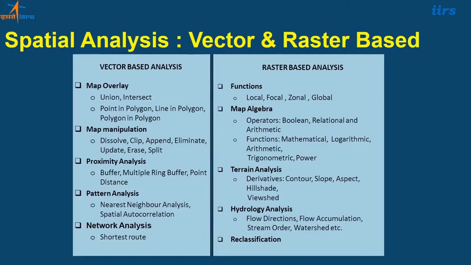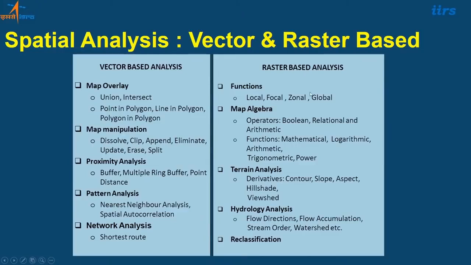What we can do is create a buffer around the river. This buffer data set will act as a proximity data set for me, as a distance from the river. I can have multiple rings also, like features at a distance of 10 meters, 50 meters, 100 meters. So I can have multiple rings also. Similarly, pattern analysis, nearest neighbor analysis, spatial autocorrelation, and we have network analysis called shortest route. These all will be covered, or you should attempt it through your own codes as well.